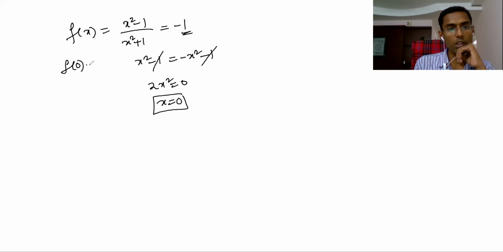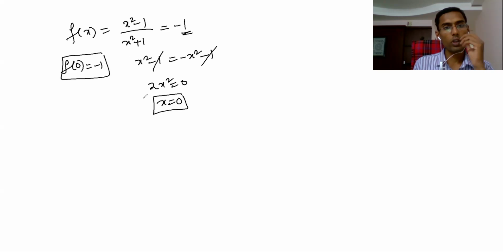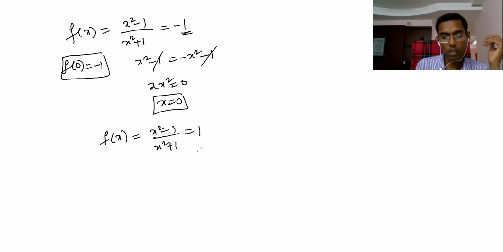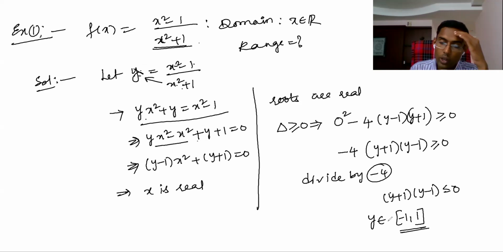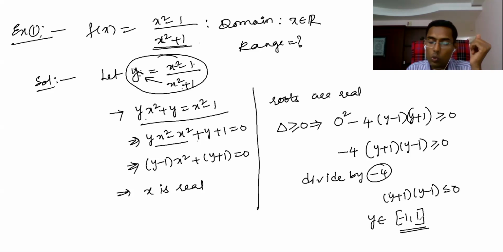When x is 0, f of 0 is minus 1. Yes. Then when do we get plus 1? That is, f of x equal to x square minus 1 by x square plus 1, do we get this equal to 1? What we got here is the y value, that means the expression value, from minus 1 to 1. Now I am checking whether minus 1 and 1 also we get or not.